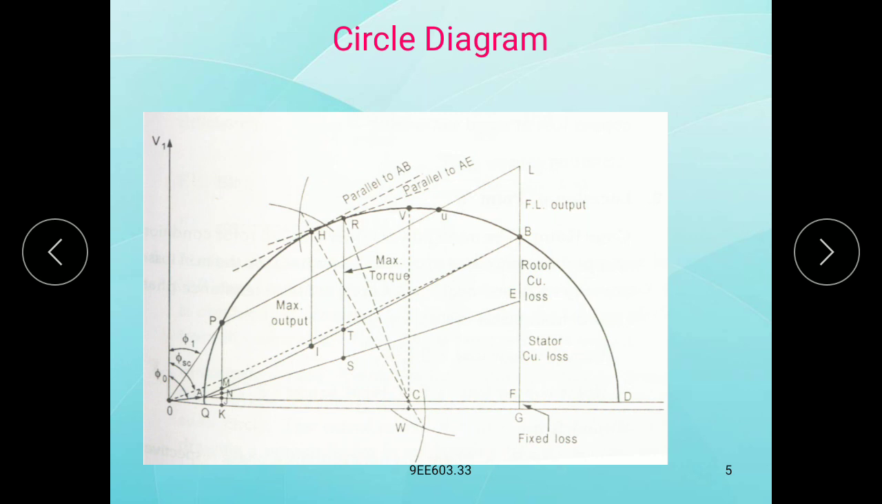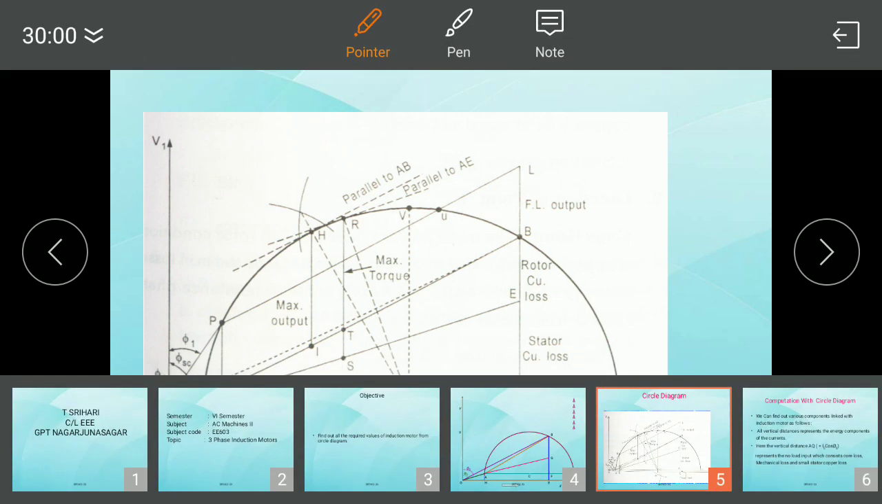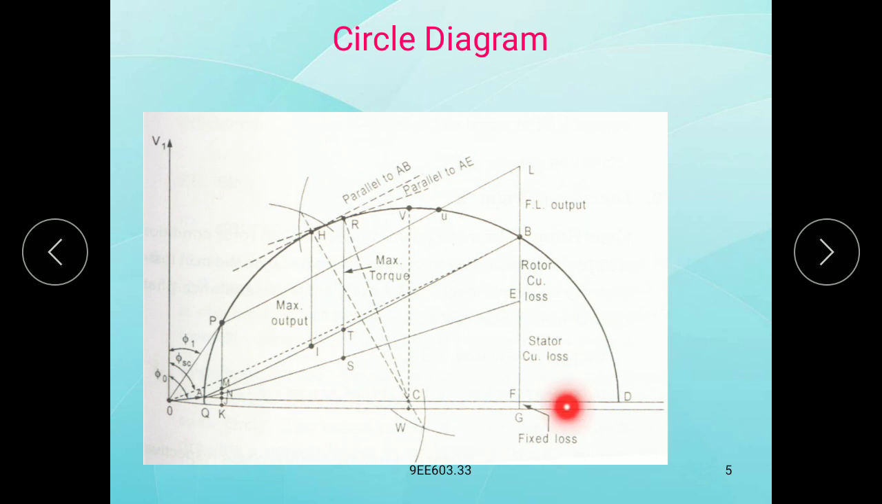This gap is called fixed losses. These losses are called fixed losses, and this E2F is called stator copper losses, and here E2B is rotor copper losses, and the remaining B2L is full load output.